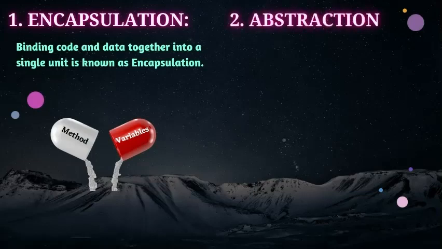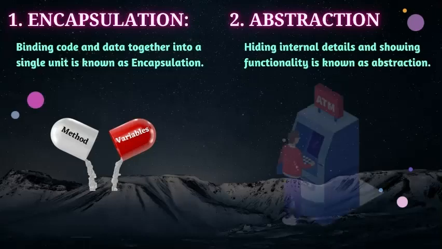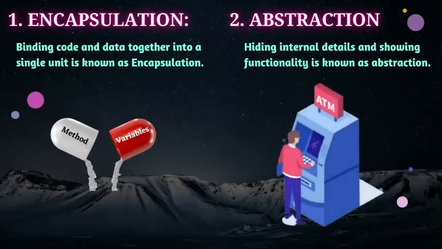Next one is abstraction. Hiding internal details and showing only functionality is known as abstraction. Let's deal with a real-time example. Assume an ATM machine as an example. We'll be using an ATM machine for cash withdrawal, money transfer, checking balance, etc. But we don't know internally what things are happening inside the ATM machine when you insert an ATM card, right? So hiding those details and providing only the access is known as abstraction.